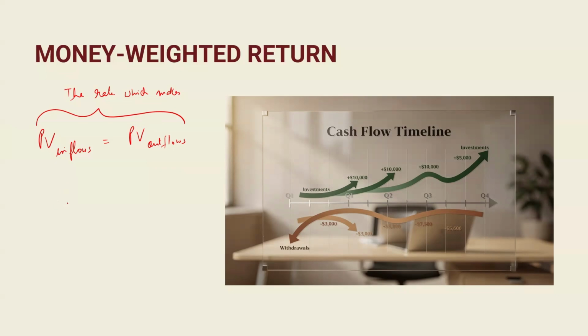And if you want to write it, you will write it like this: summation of the cash flows at different points in time, divided by, of course, 1 plus the money weighted rate of return, or IRR, raised to the power t, where t is from 0 to T. We'll see an example, and this will become very clear. This is just an expression that we are using to highlight that the net present value becomes equal to 0. That is the idea.